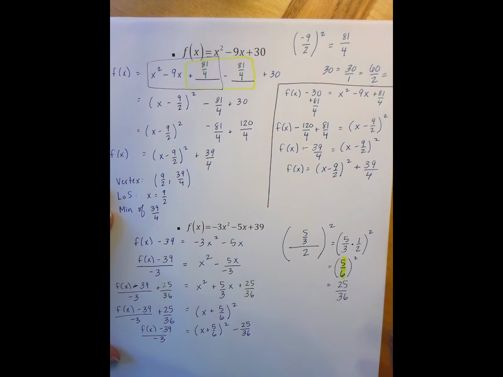I'm then going to multiply everything by negative 3. So I have f of x minus 39 equals negative 3 times x plus 5 over 6 squared. And when I multiply negative 3 by 25 over 36, we'll show that work over here. So negative 3 times negative 25 over 36. My 3 can go into itself once, 3 can go into 36 12 times, so I end up with positive 25 over 12. And so my last step is going to move my 39 over.